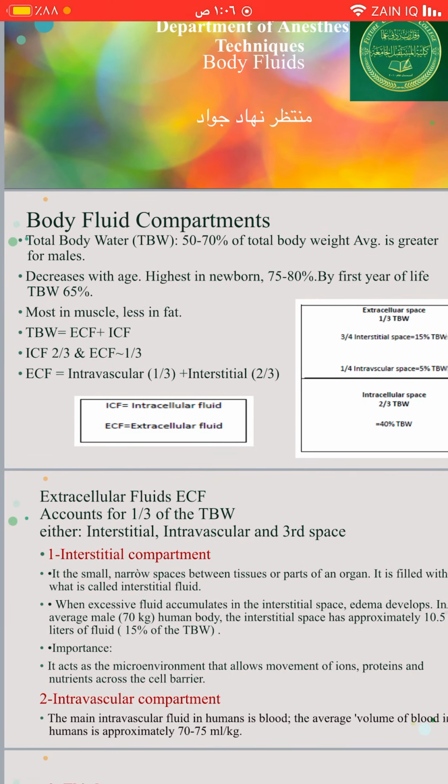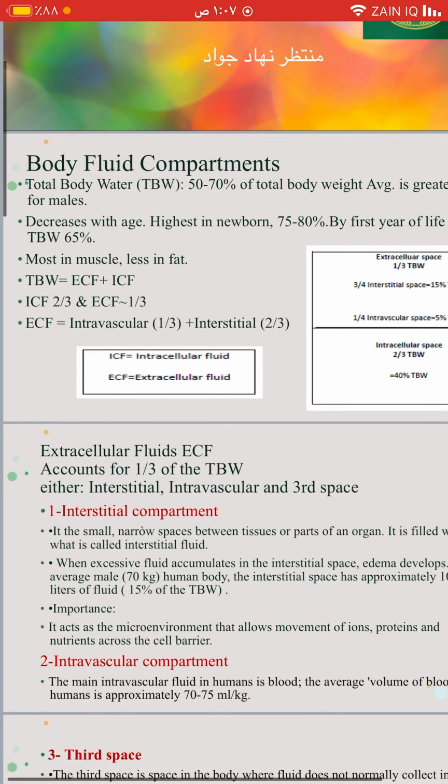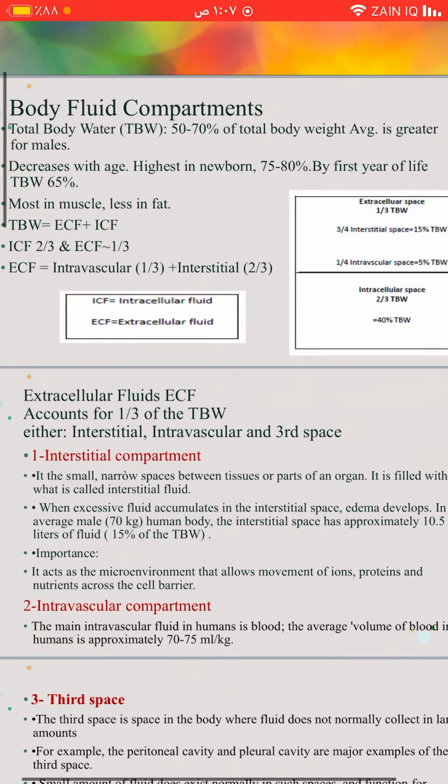Total body water 65%, and most in the muscle, less in fat. يعني البودي فلويد بالغالب تكون بالمصل. التوتال بودي ووتر كمعادلة يساوي لنا الاكسترا سيلولار فلويد اللي هي ECF مختصر زائد الانترا سيلولار فلويد اللي هو ICF. الـ ICF تشكل لنا من 2 إلى 3، والـ ECF تشكل لنا من 1 إلى 3. الـ ECF تنقسم إلى 2، يعني انترا فاسكولار من 1 إلى 3 والانترستيشال من 2 إلى 3. لأن المخططات اللي على اليمين توضح لنا الكلام اللي ذكرته قبل شويه.